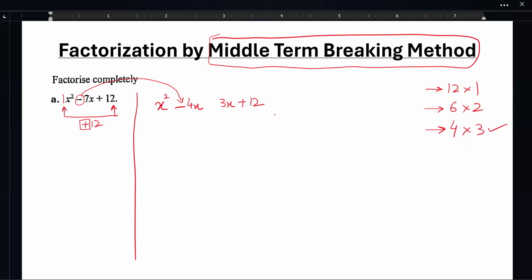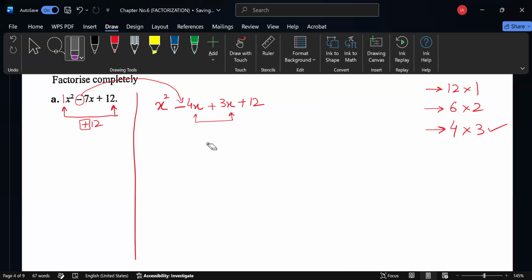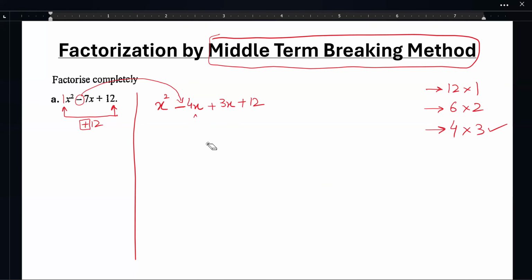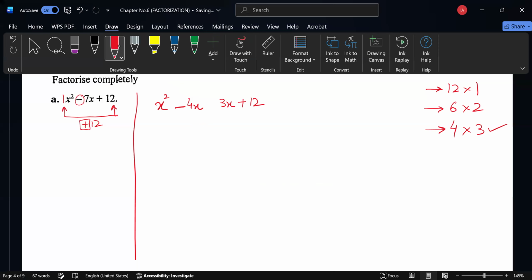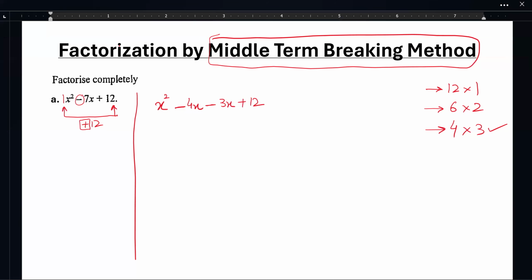Now, what should be the sign of the second term? If I write plus here, what will happen? The two terms will be subtracted and the answer will not be 7, right? But if I use the minus sign, what will happen? The two terms will be added and become 7. Now, what have I found? Yes, very good.